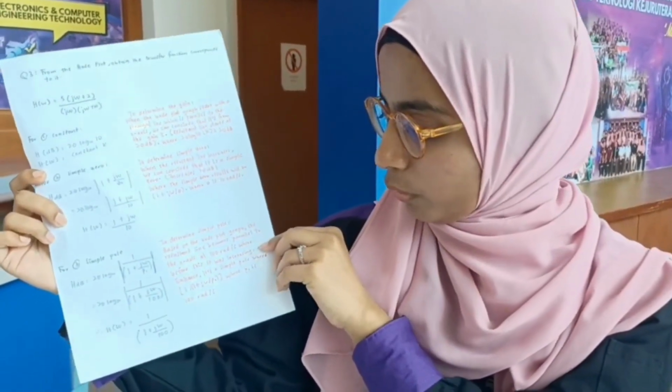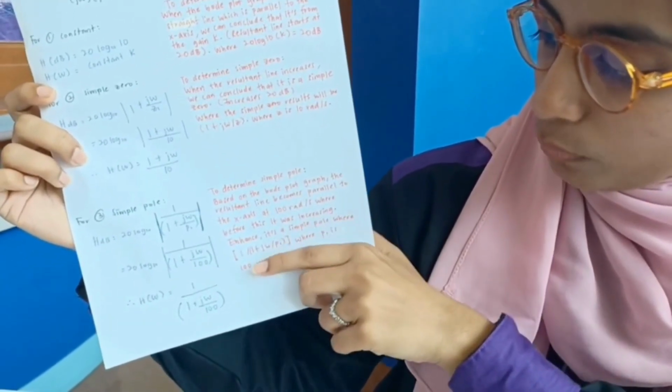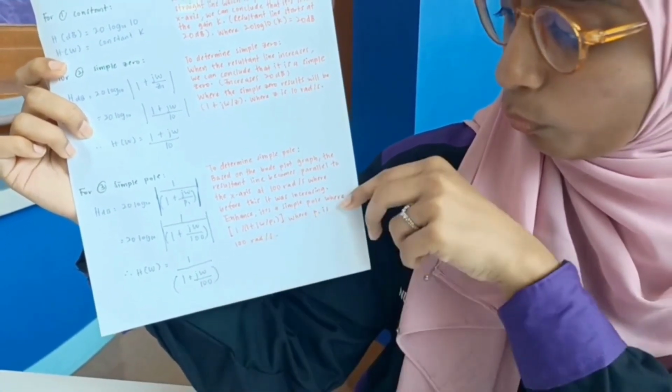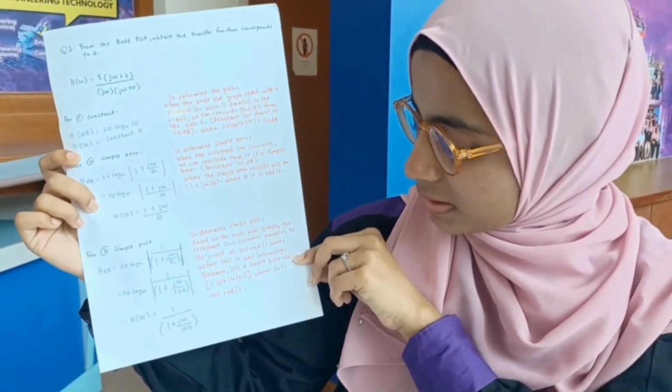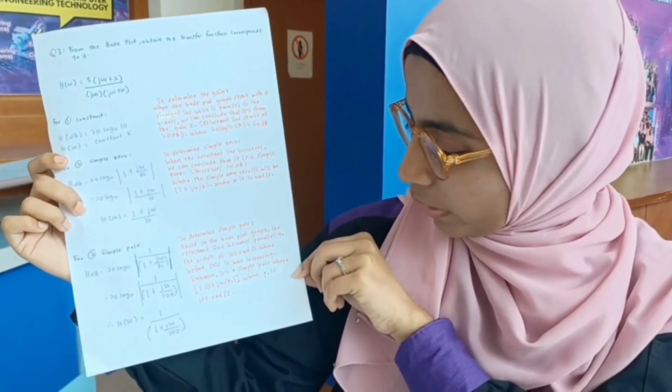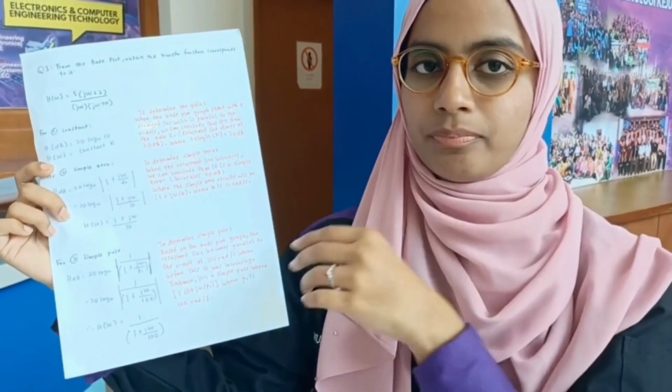This is the third one, third line. Continuing, and hence it's a simple pole, whereas this is the equation that just now I've already concluded: 1 plus 1 divided by bracket 1 plus j omega divided by P1, where P1 is 100 radian per second, increased by 10.